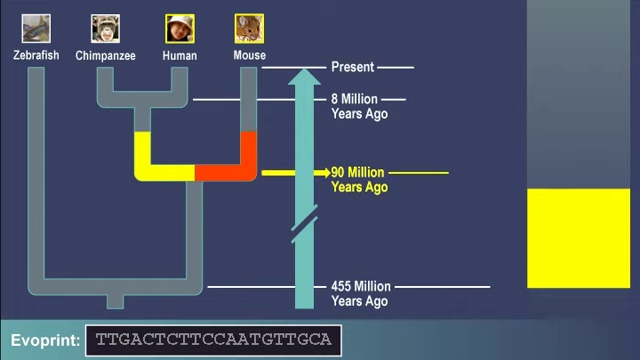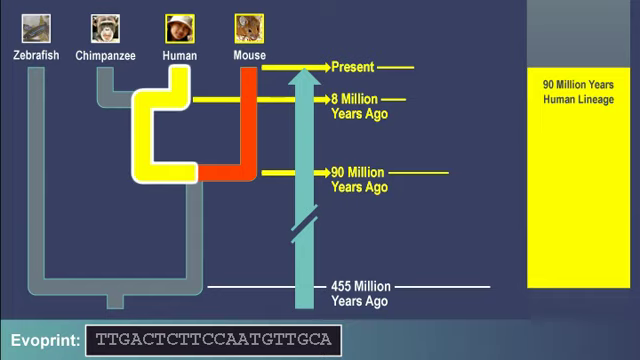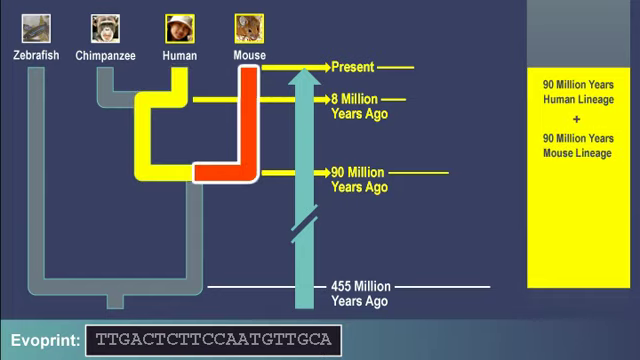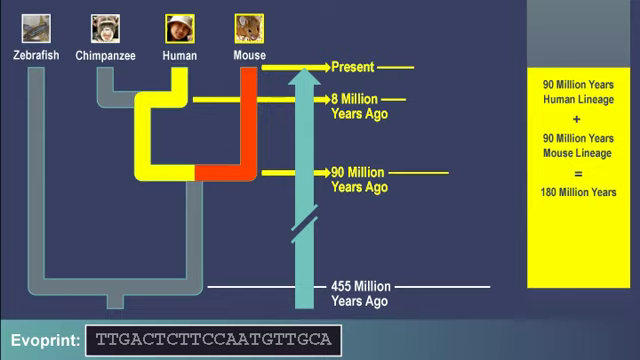Humans and mice last shared a common ancestor about 90 million years ago. The human lineage has been evolving separately for 90 million years. The mouse lineage has also been evolving separately for 90 million years. Put together, that's a total of 180 million years. This means that it took at least 180 million years for the one substitution we see to take place. Substitutions we can detect in the DNA through the EvoPrint.